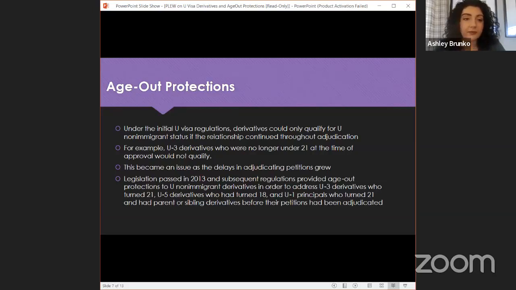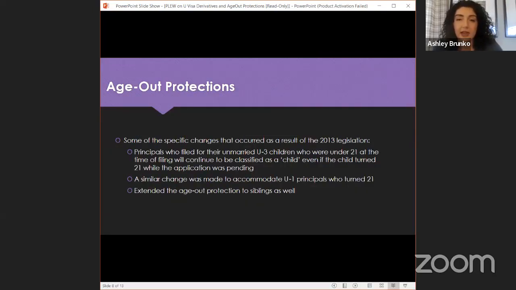sibling derivatives. We kind of hinted at this on the last slide, but some of the specific changes that occurred as a result of the 2013 legislation was that principals who filed for their unmarried U3 children who were under 21 at the time of filing now continue to be classified as children, even if they are over 21 at the time of adjudication. A U1 principal who was under 21 at the time of filing and thus able to add more derivatives than someone who is 21 will retain that same age and status and ability to add derivatives. And age out protections were extended to siblings as well.